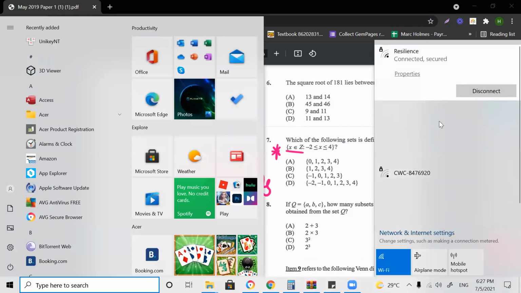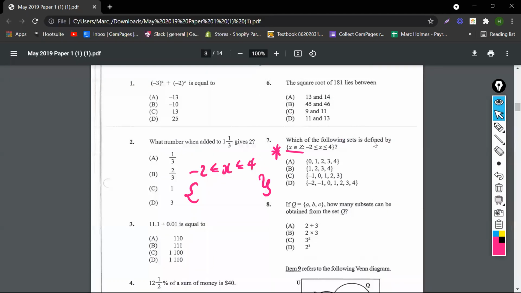So it says which of the following is defined by, all right. Let me just make sure my connection is right. I see it now. So it's lesser or equal to, or just between. So it's lesser and equal to D. All right, so it's definitely D.